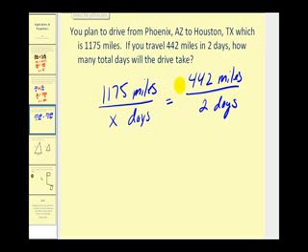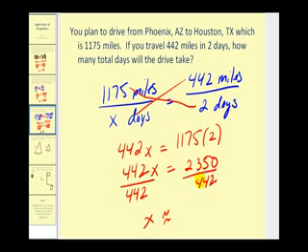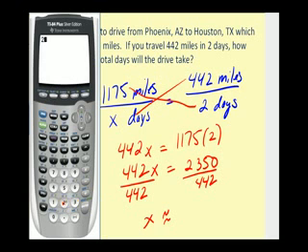Now we'll cross multiply. 442 times X, or 442X, must equal 1,175 times 2. So we have 442X equals 2,350. Dividing both sides by 442, X will be approximately equal to the number of days the total trip will take. Let's go to the calculator. 2,350 divided by 442. Looks like it will take approximately 5.3 days.